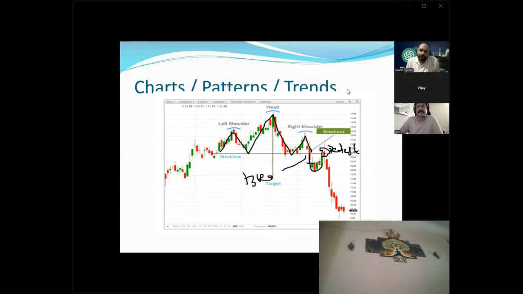Now you can short here, or if you missed it, or if you have shorted here, you can wait here because your stop loss is anyways here, the high of this candle. Wherever you have taken the short, your stop loss will be the high of this candle. Your target will be this much, 12 minus 7, 5. So your target will be somewhere here. But you have to wait for it to make a breakdown.